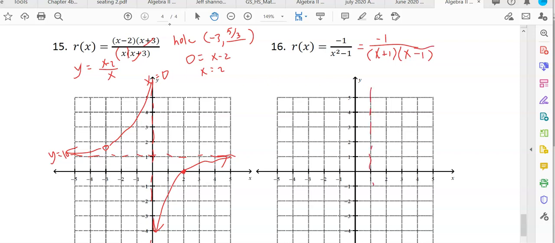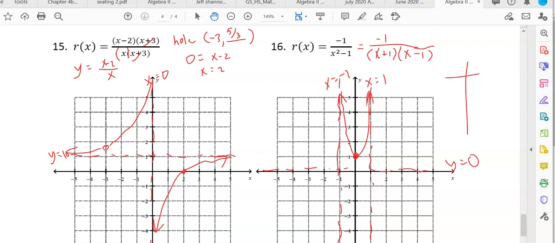So vertical asymptote x equals 1 and x equals negative 1. So it's more straightforward. It's bottom heavy, so y equals 0. Y-intercept would be at positive 1. X-intercept, there is none. So it's got to be confined up there to the middle. Probably looks something like that.